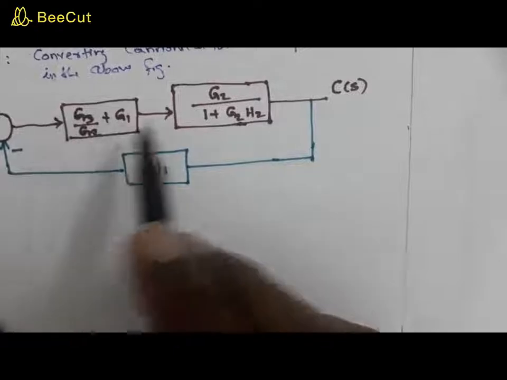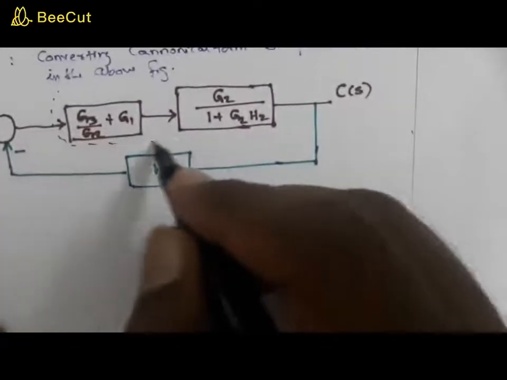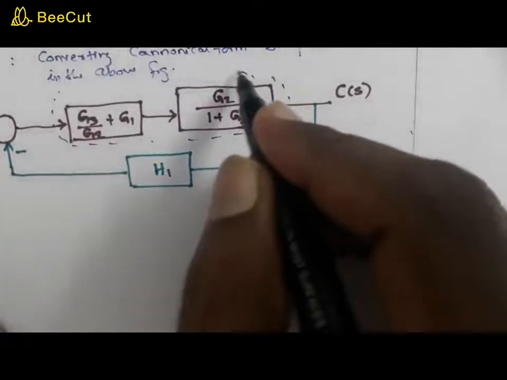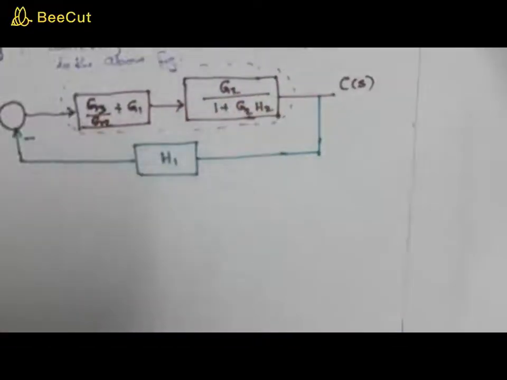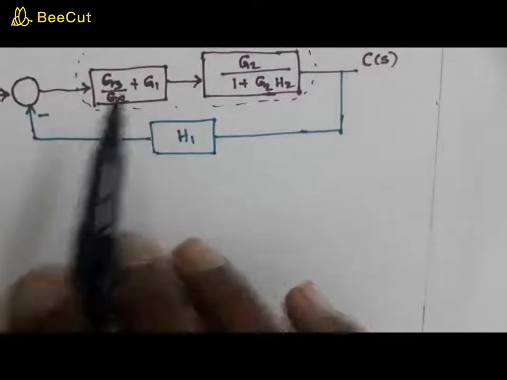So you have two blocks, and now what is this? This is actually your cascade form, right? As you have seen in this diagram. Now you are finding out blocks in cascade. That's the next one. Now combining the blocks in cascade, that's your step.